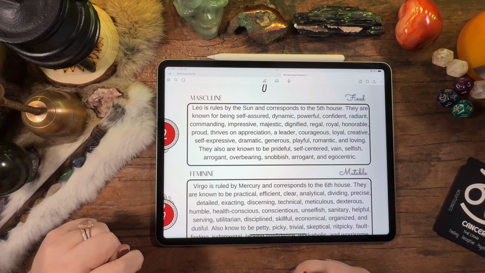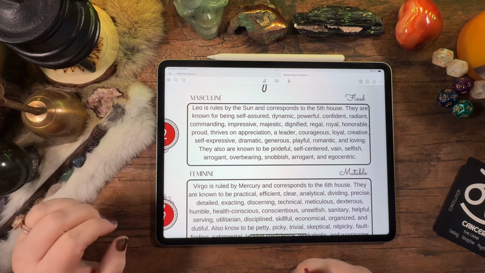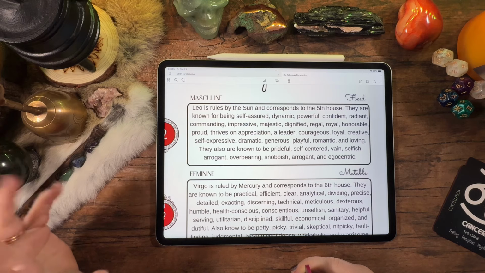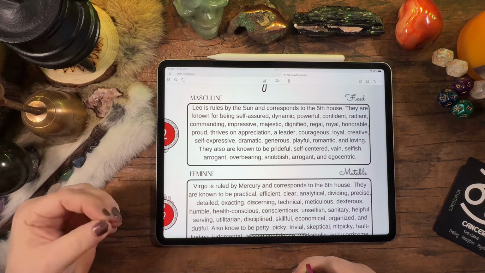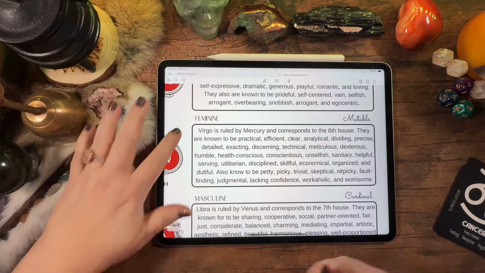They are known for being self-assured, dynamic, powerful, confident, radiant, commanding, impressive, majestic, dignified, regal, royal, honorable, proud, thrives on appreciation, a leader, courageous, loyal, creative, self-expressive, dramatic, generous, playful, romantic, and loving. They are also known to be prideful, self-centered, vain, selfish, arrogant, overbearing, snobbish, and egocentric. There are shadows and there are lights to every single characteristic, okay? That just pretty much goes hand in hand.